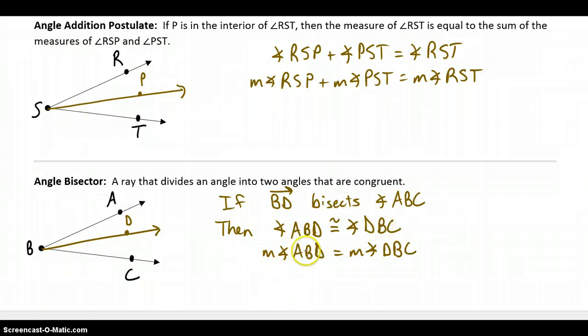So the angle bisector is like a very specific angle addition postulate. I could still say that ABD plus DBC equals ABC, but more specifically, I also have these 2 angles congruent to each other. Now the symbol for congruent angles in a picture is arcs. So if I want to say that ABD is congruent to DBC, I'm going to put 1 arc in each one of those angles.